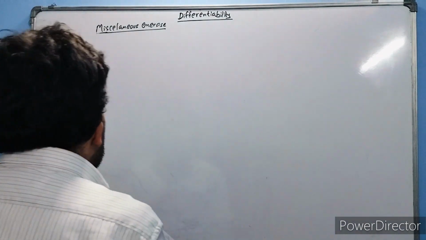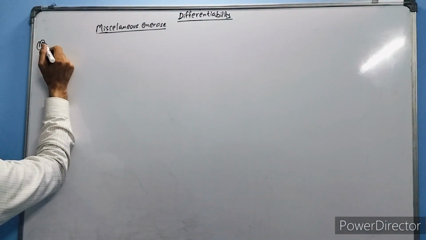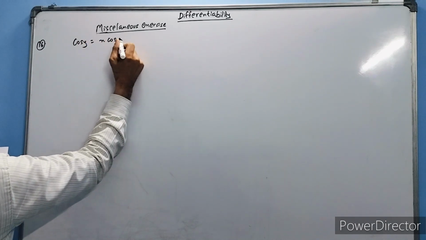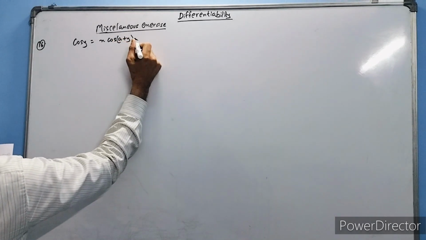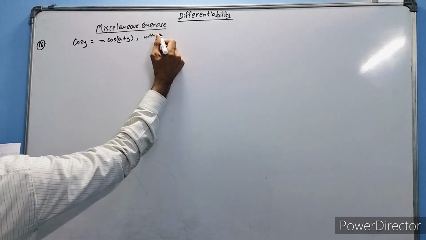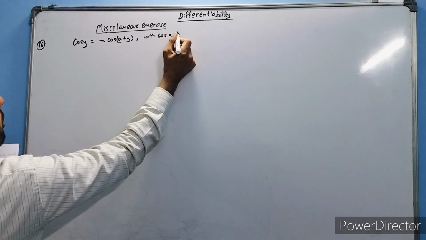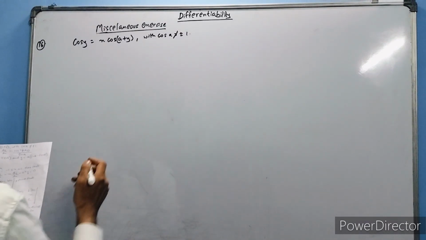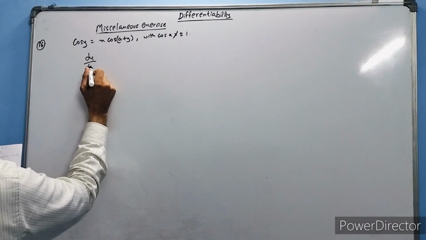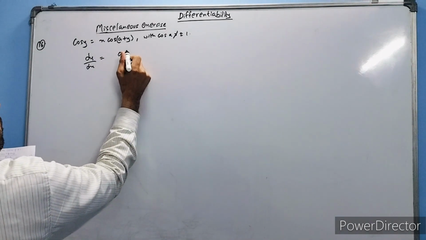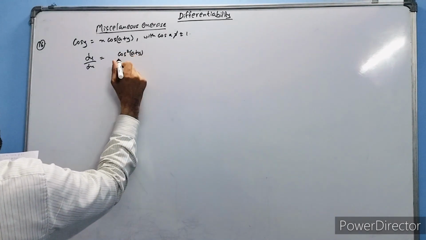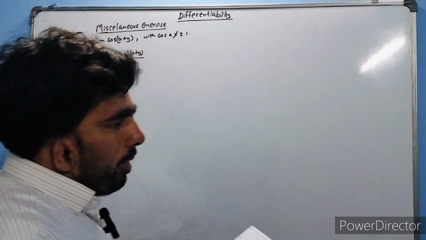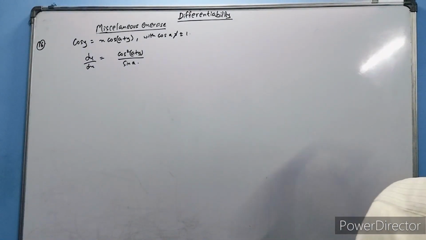Now let us see, we have question 16. They have given cos y is equal to x cos(a plus y), with cos a not equal to plus minus 1. Okay, and with this we need to prove that dy upon dx will be cos square(a plus y) upon sine a. We need to prove this. So let us see how we are able to solve it.